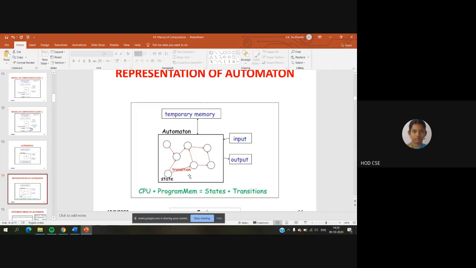The other parts, the temporary memory, input and output, are all auxiliary to any automaton. Is it clear? Is it clear how we have to map the automaton to our actual computational device?